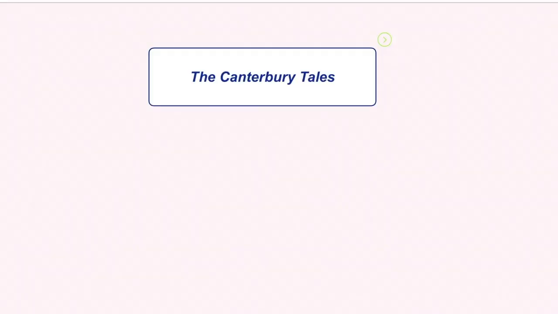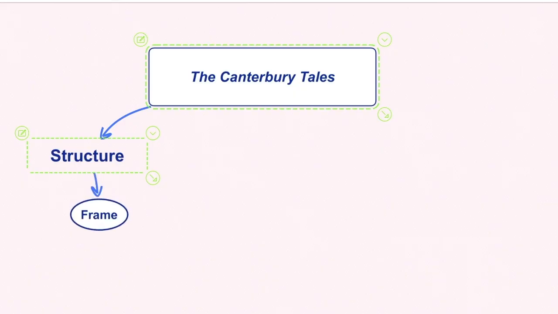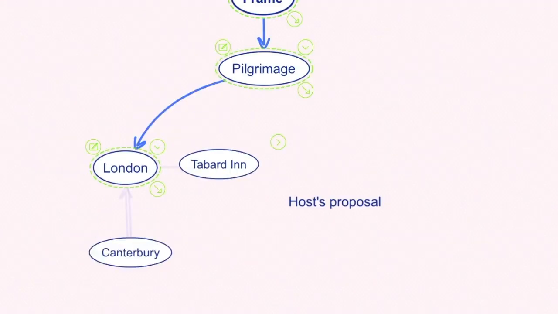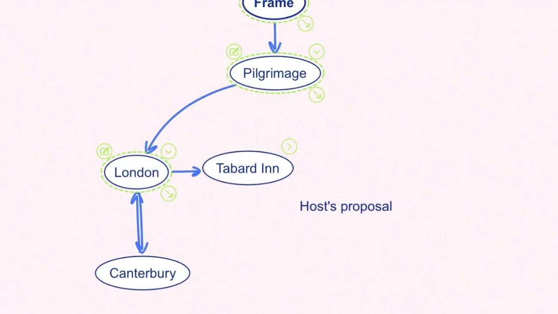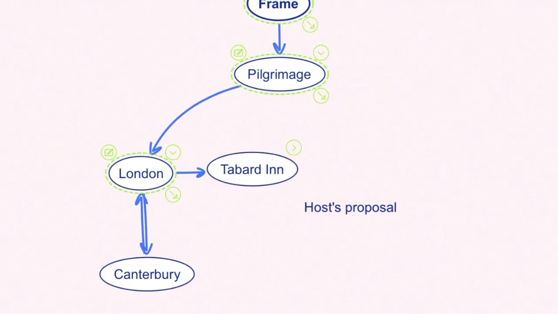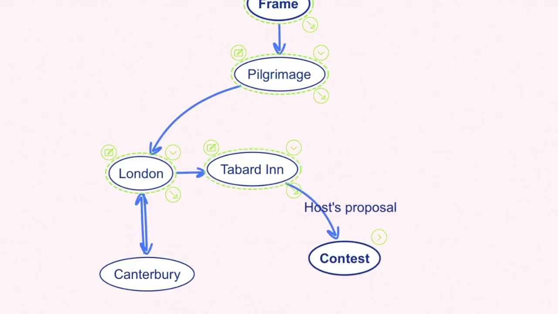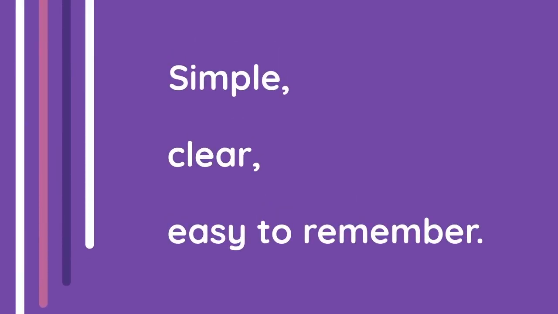Create your first branch at the top left and label it structure. And just under it, add the keyword frame. Drop a line down to our first main keyword, the pilgrimage. This connects London and Canterbury. Now from London, move across and write Tabard Inn. This connects with the host's proposal, which leads us straight into the contest, and at the bottom, the final goal, the prize. See? Simple, clear, and way easier to remember.